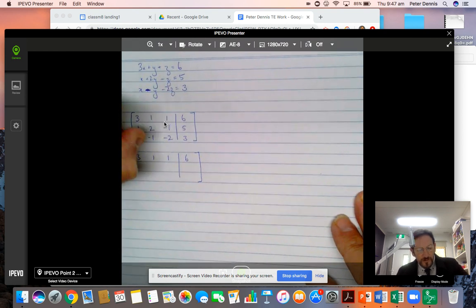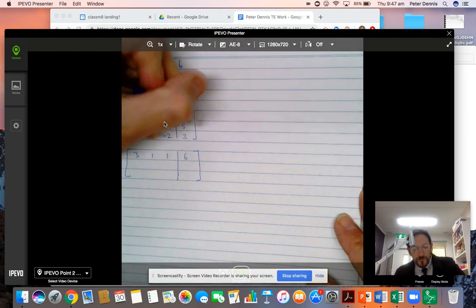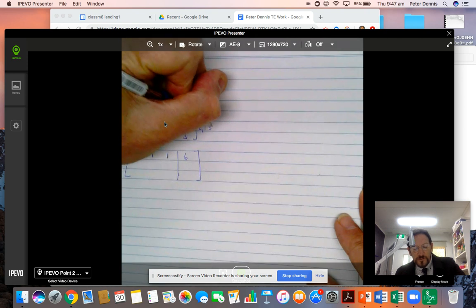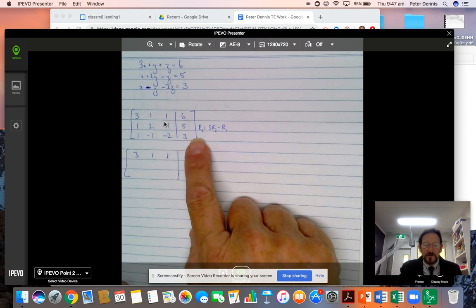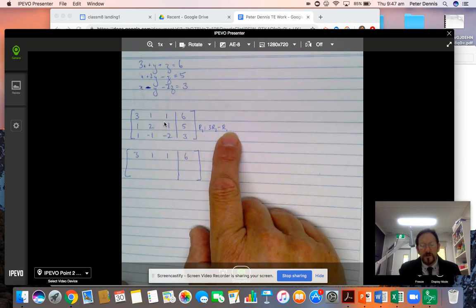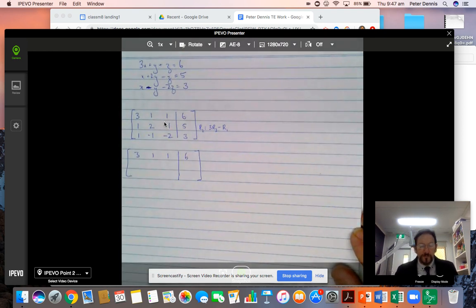What are we going to do to these other rows? Okay, so row 2 is going to become 3 lots of row 2 minus row 1. And I always just start with R2 becomes 3R2 minus R1. Sometimes it's just written like that. So let's have a look at this. We're timesing this by 3 and then minus R1.